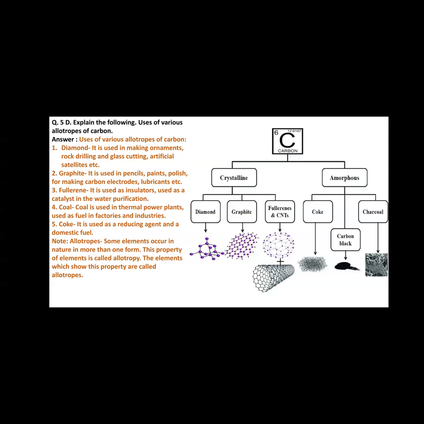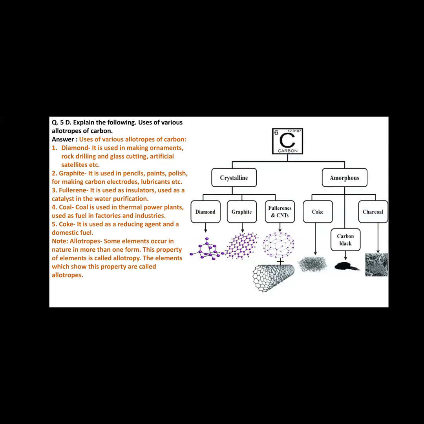Now, coal is used in thermal power plants, and as a fuel in factories and industries. Coke is used as a reducing agent and also as a domestic fuel. So these coke and coal are non-crystalline forms of carbon. So these are some of the few allotropes of carbon listed out and their uses given.